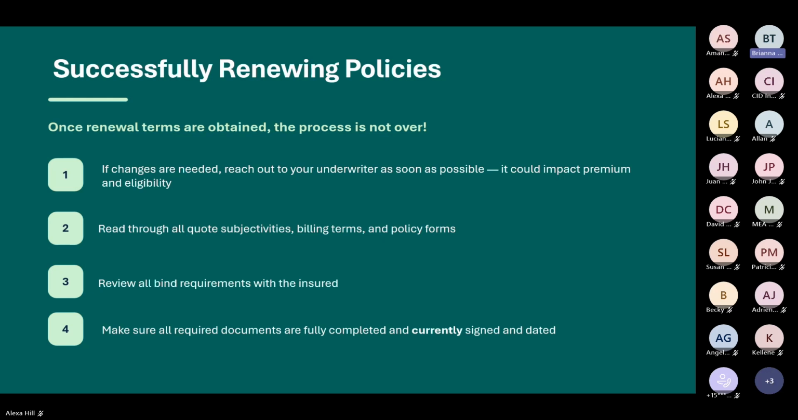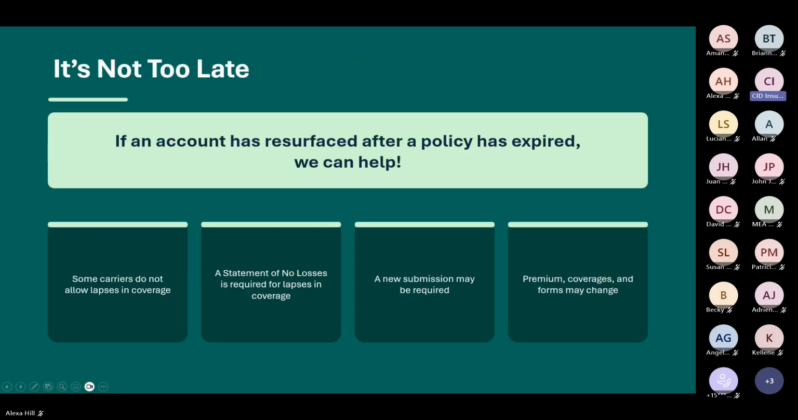Now I'll be handing it back over to Jessica to talk about rewrites and cross-selling opportunities. Thank you, Bri. If the policy has expired, it does not mean it's a lost cause.